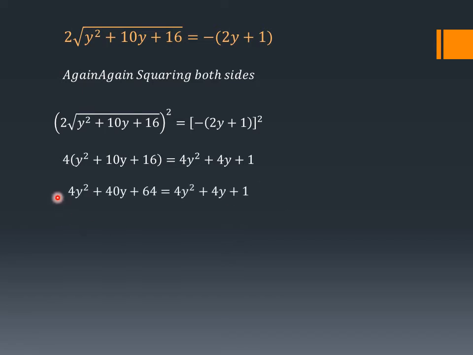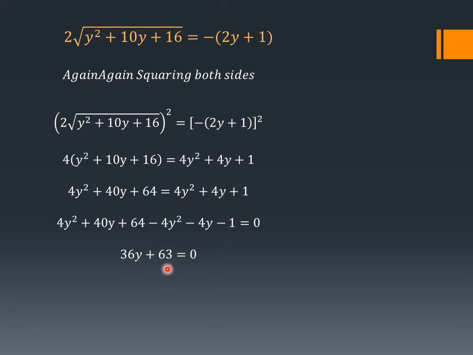Opening the brackets and multiplying it with 4, we will get 4y square plus 40y plus 64 equals to 4y square plus 4y plus 1. Taking all the digits to the left side of the equation, all the signs will get changed. Plus 4y to minus, and plus to minus again. Plus 4y square and minus 4y square, same digits having opposite signs, will get cancelled and the answer will be 0. Plus 40y minus 4y will become plus 36y, plus 64 and minus 1 will become plus 63.